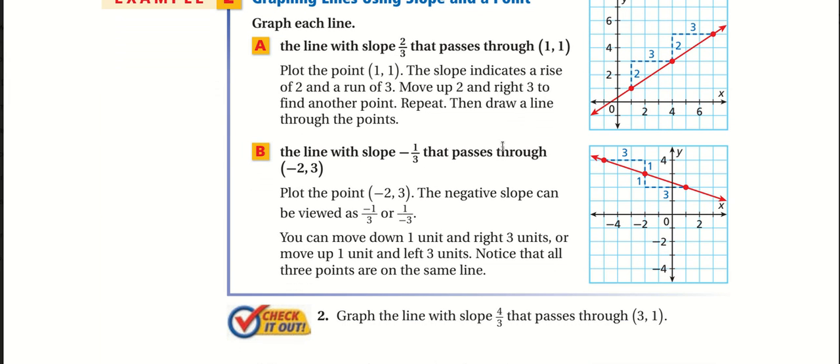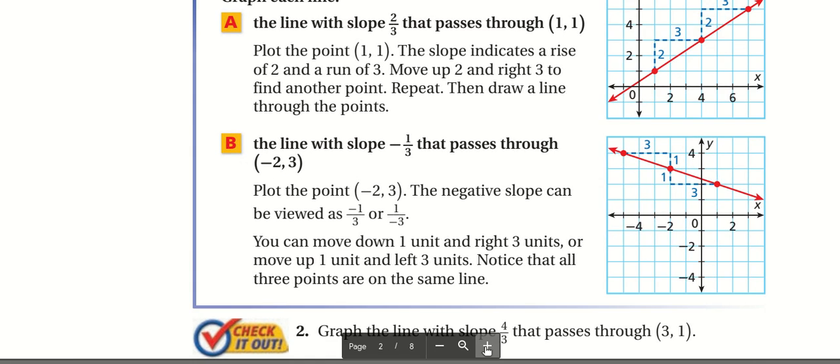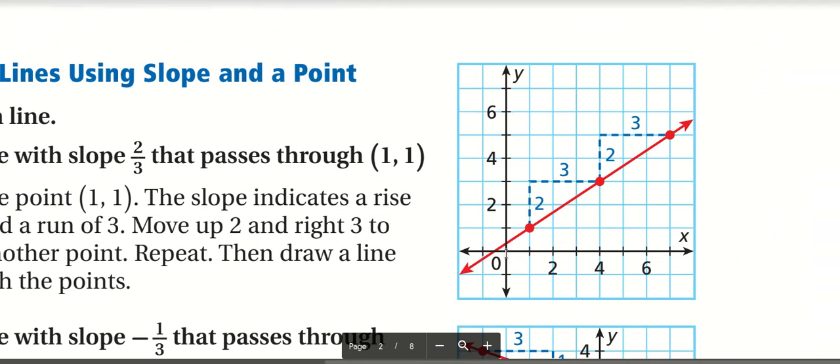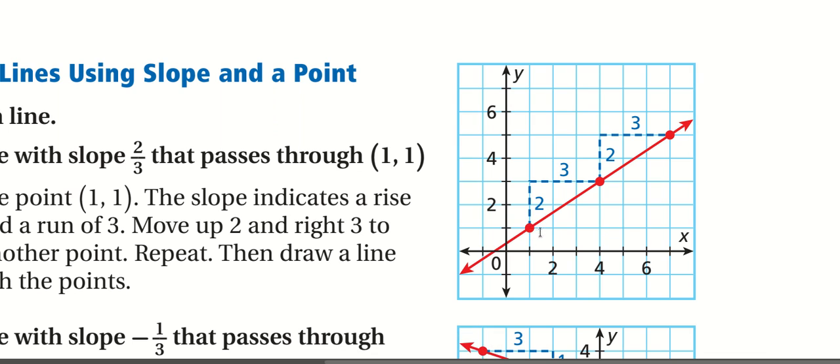The next thing you're going to have to know how to do on your homework is how to graph lines using slope and a point. So can we graph the line with a slope of 2/3 that passes through (1, 1)? Step 1, we graph the ordered pair (1, 1). Right 1, up 1, put a point. Now we use the slope. The rise is 2, the run is 3, and we put a new point. And that's how you graph the line using a point and a slope.